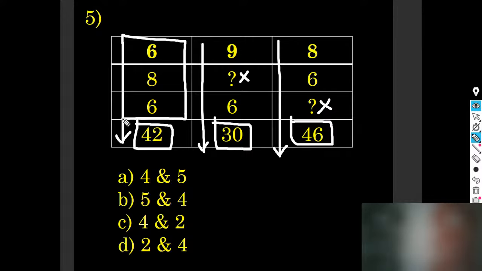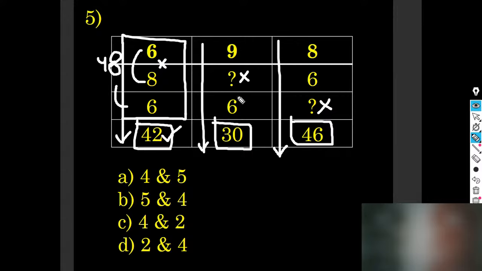We can use multiplication, subtraction, or addition. Here cubes or squares are not involved because 42 is just a smaller number. 6 into 8 minus 6. Yes, perfect. So just multiply 6 into 8, which gives us 48. So 48 minus 6 gives us 42. That is the logic here.